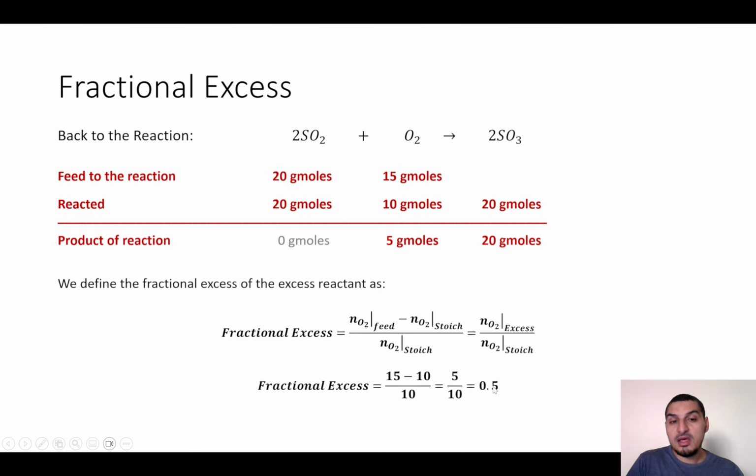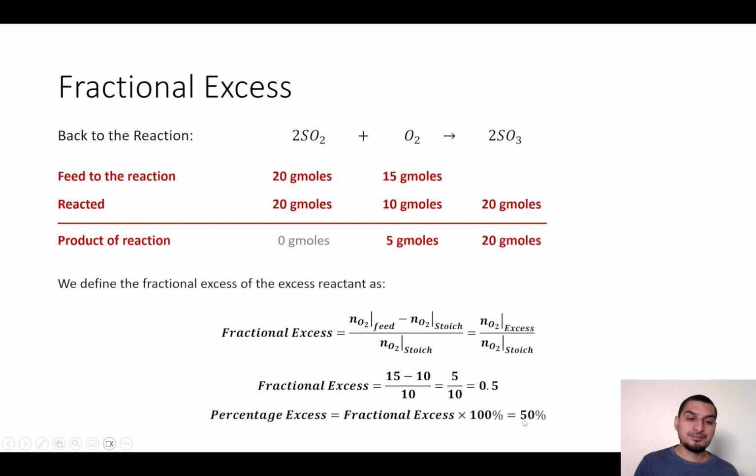which is 0.5. What is more common is to multiply this by 100 to be a percentage. It's like the mole fraction and mole percent. It's the same thing. It's the fractional excess. If you multiply it by 100%, it's going to be the percentage excess. This is a very, very commonly used term in chemical reactions, and we're going to be using it a lot in this part of the chapter.